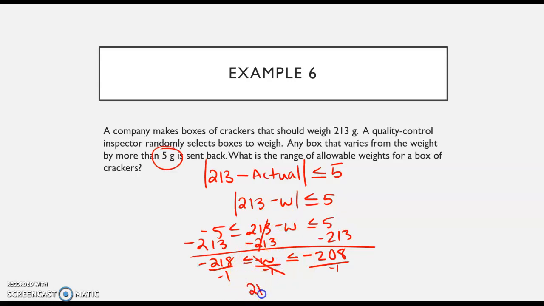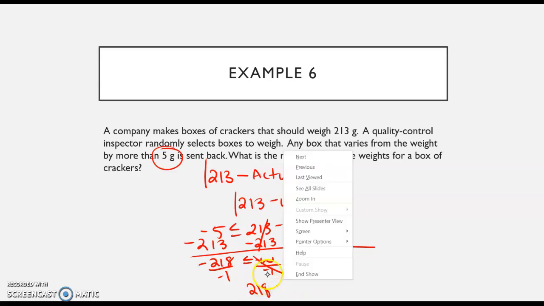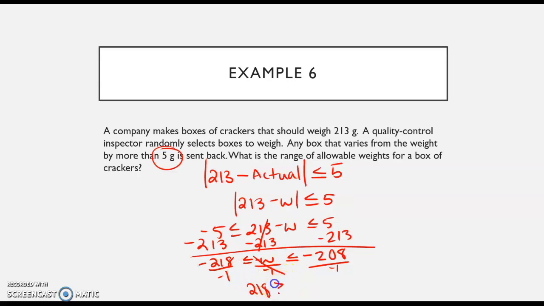So we need to be between 218 and 208, and we divided by a negative, so that means 218 is greater than or equal to W is greater than or equal to 208. So we need to be between 208 grams and 218 grams. That's what we want to be between.